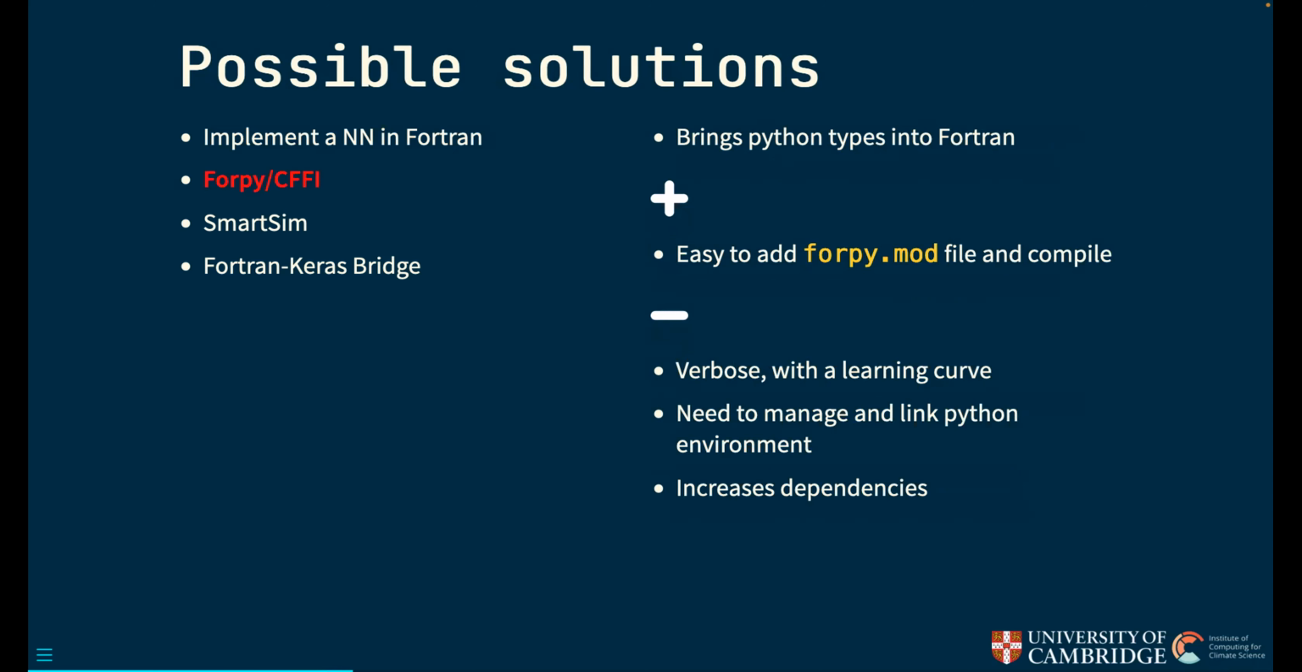Another approach that we've seen is 4Py, or the C foreign function interface. These are quite elegant, and they bring Python types into Fortran. They're nice because there's just one pure Fortran module file that you have to add to your code, and then you need to link out to some Python runtime and Python environment. The downside of using these is that they're quite verbose, and there's again a learning curve associated with them. And as I'll come back to in a moment, you need to link against Python libraries and Python environments, which is not necessarily ideal in HPC situations.